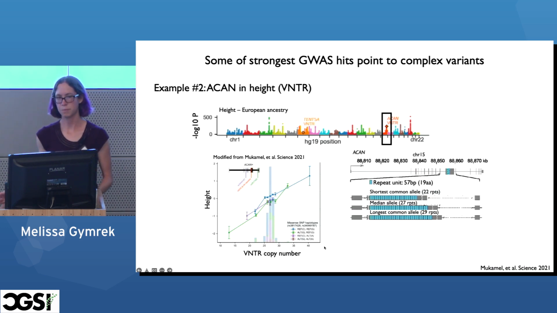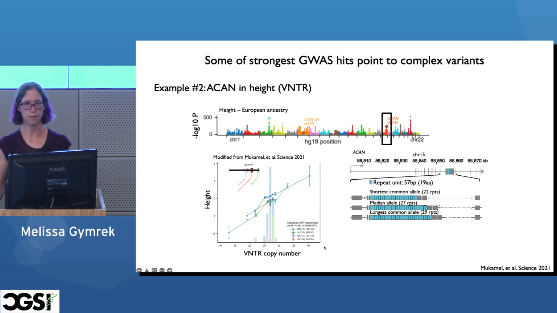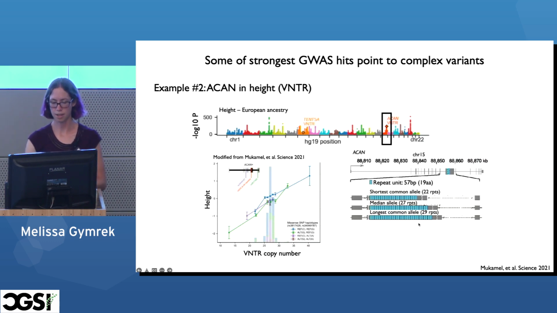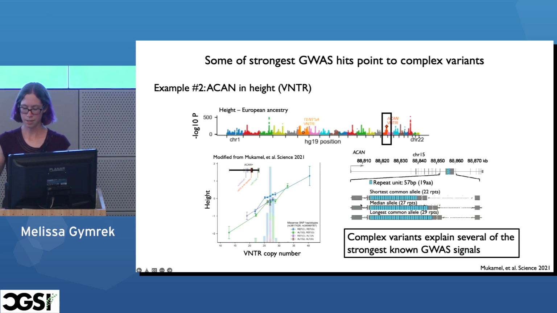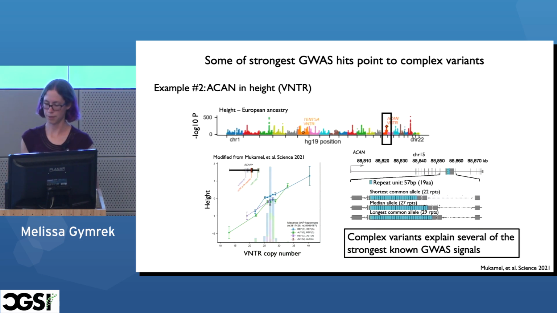So again, it wasn't something as simple as there's a single SNP, and if you have an A, you have this height, and if you have T, you have this height. It's really something that has many, many different alleles that are possible, and based on your copy number there, that's what's driving variation in height at this locus. And in fact, some of the strongest GWAS hits to date that we have figured out tend to turn out to be something a little bit more complicated than we originally thought.